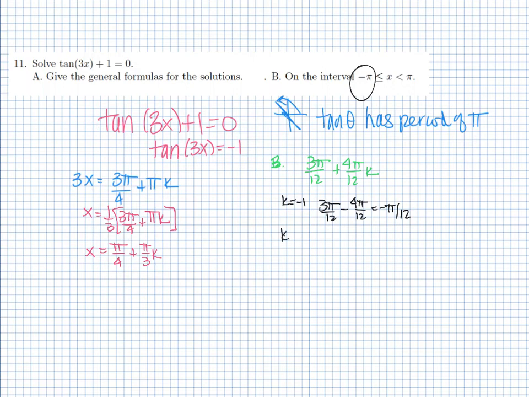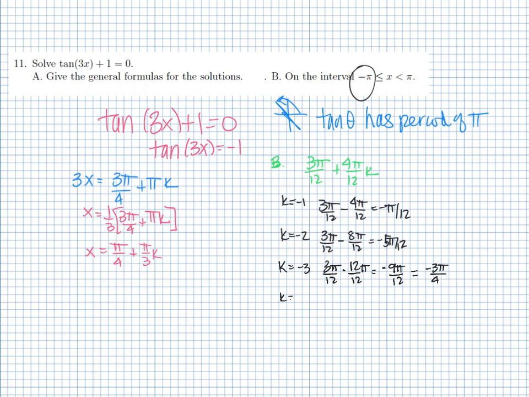So let's keep checking with k equals negative 2. We get 3π/12 minus 8π/12. That gives me negative 5π/12. I'm going to keep looking backwards and see if there are any more negative angles. So we'll do negative 3. So 3π/12 minus 12π/12 is going to give me negative 9π/12, which will simplify to negative 3π/4.